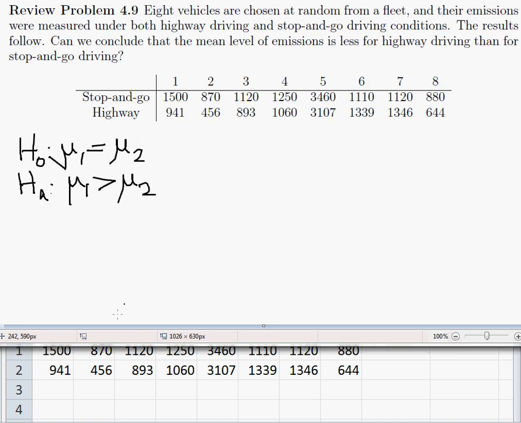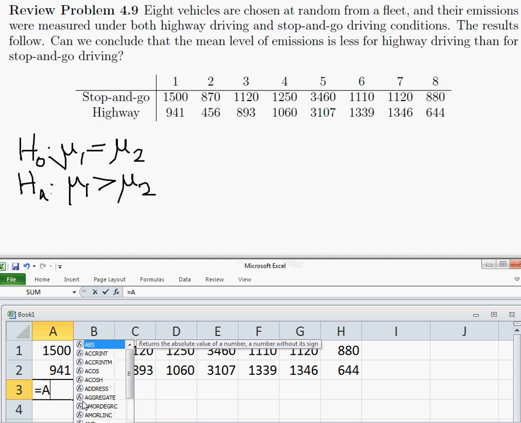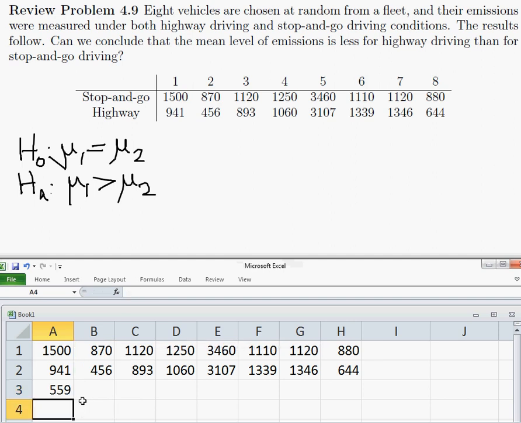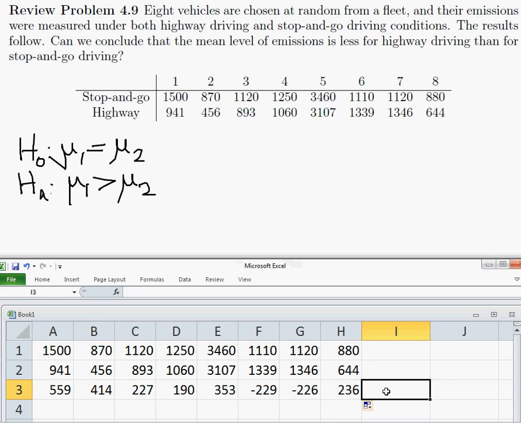The next step is to actually figure out the differences for these pairs. So we have d equal to A1 minus A2, so I'll just simply take 1500 minus 941 to get the difference, 559. And then I repeat to get the other 8 differences.